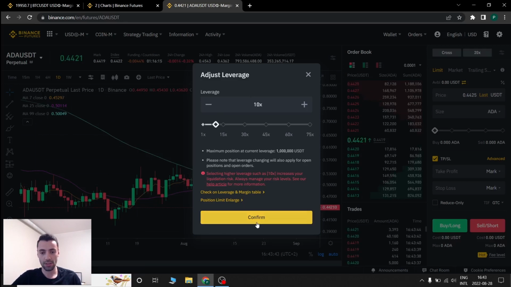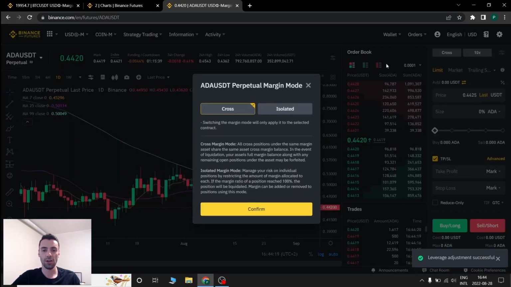And that's it, confirm. So for example, if you wanna make a position of $10,000, you can only bring 10% of it. For example, if you want to open a position with $10, you can only have $1 for opening this position, because Binance is gonna lend you the rest, the $9, because you're using 10x for your leverage. Confirm.